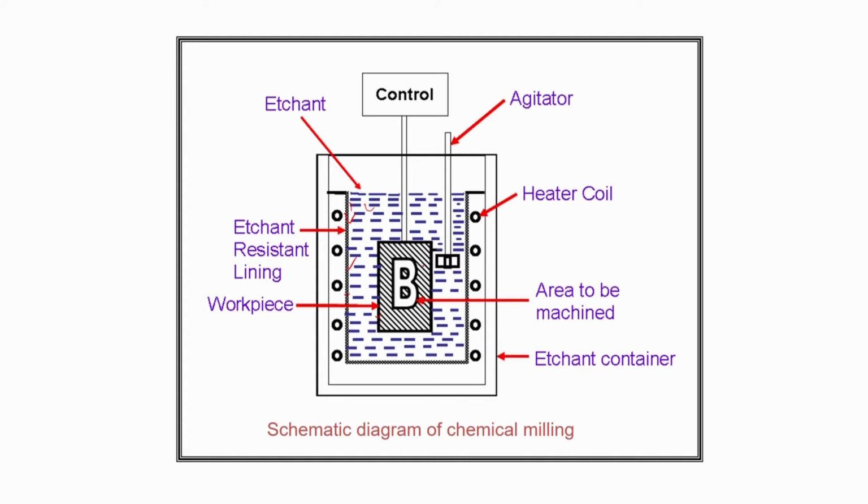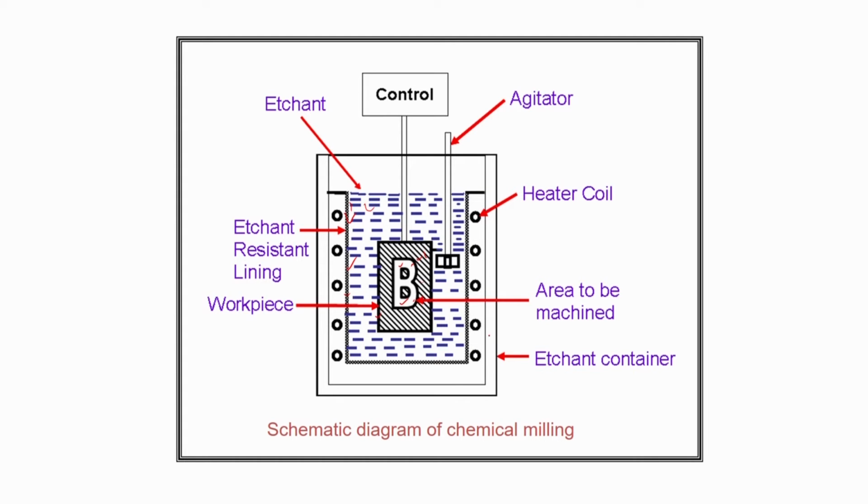Now here you can see this portion we don't want any machining, only this portion we need the machining. So at the other portions where we don't need any machining, this maskant is deposited or glued on the workpiece surface. After that it is dipped into the etchant bath. So this is the area where machining is required.